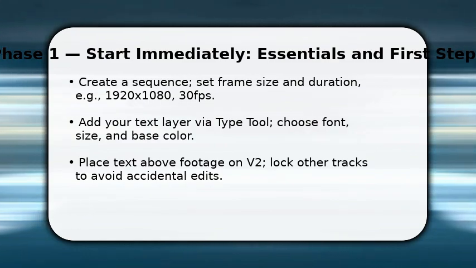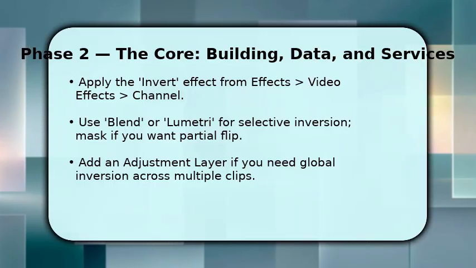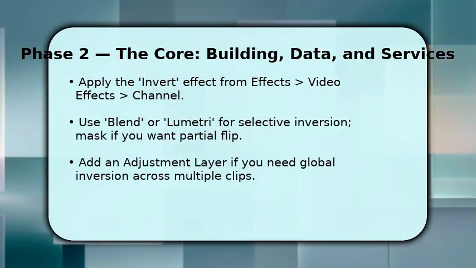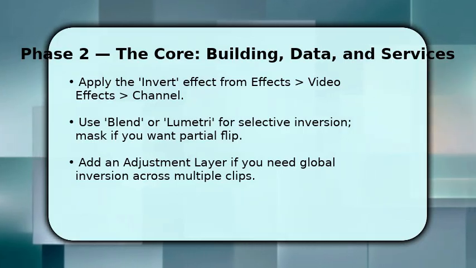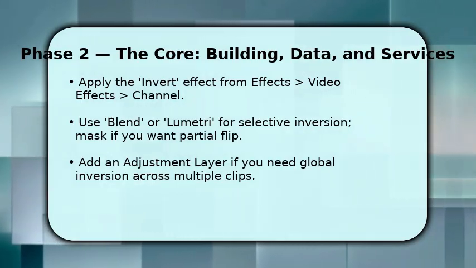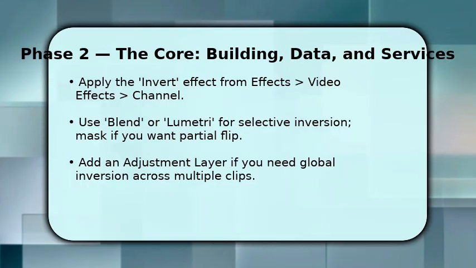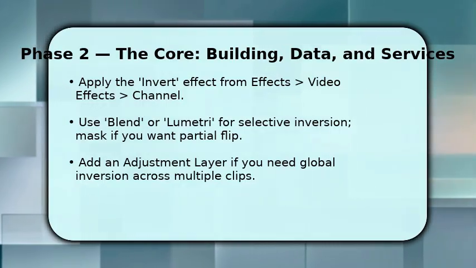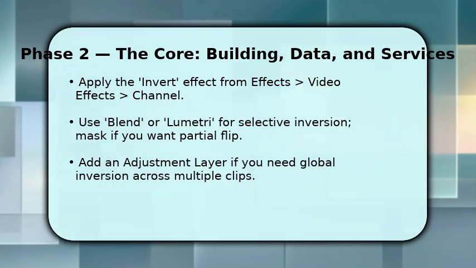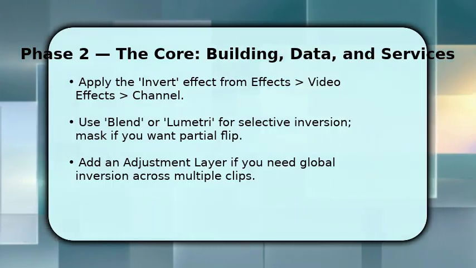Now apply the invert effect to the text layer or an adjustment layer above it. Select the channel options. RGB inverts all colors, while red, green, or blue lets you tweak the look. If you only want the text inverted, create a mask around the text using the opacity controls or use Track Matte Key with a pre-comp.